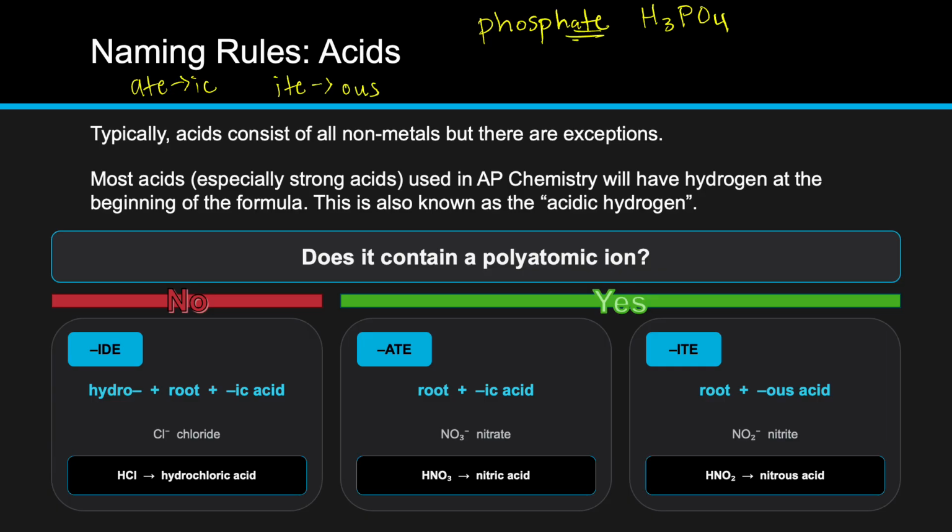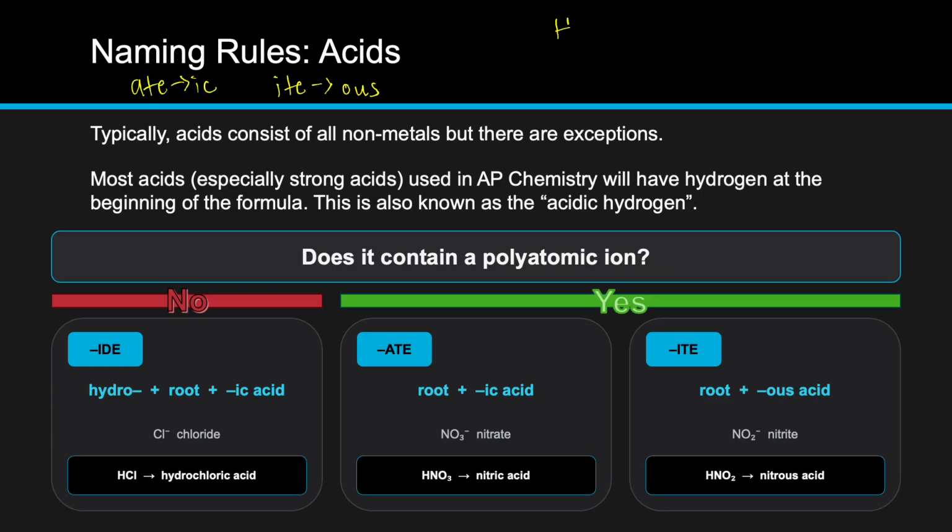So this is ending in ate, phosphate. So we are changing that to phosphoric acid. So that would be the name of H3PO4. Now, phosphorus and phosphate is a little different because we do add in that or there. Same with sulfur. We don't call it sulfic acid. We call it sulfuric acid. Those are two exceptions. But let's do another one.